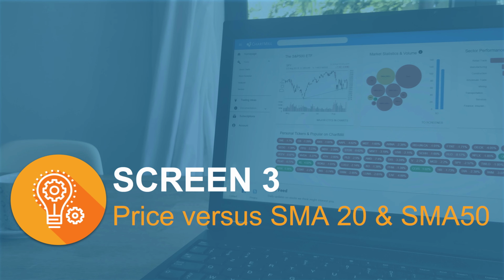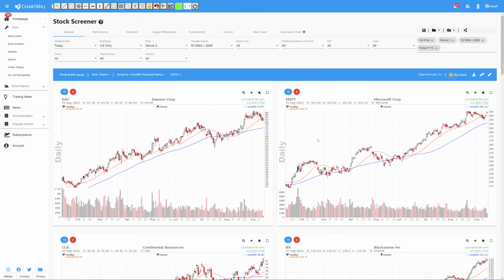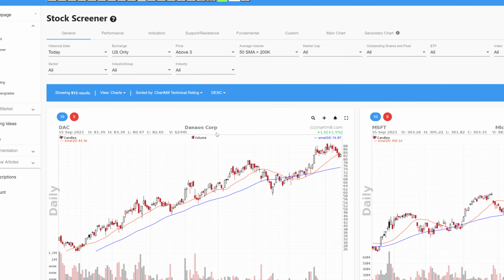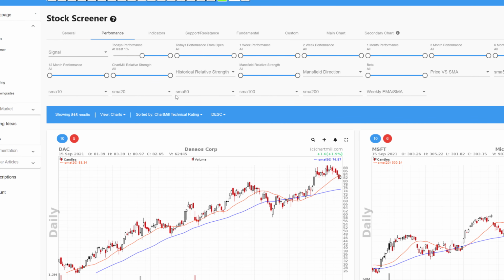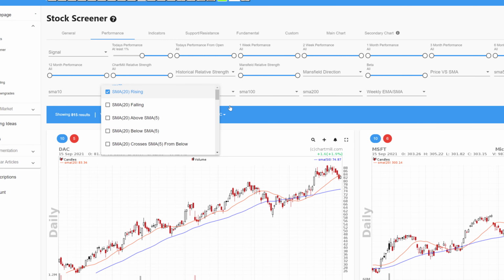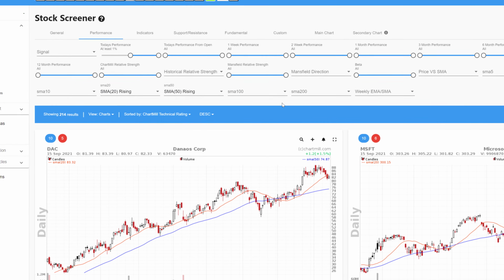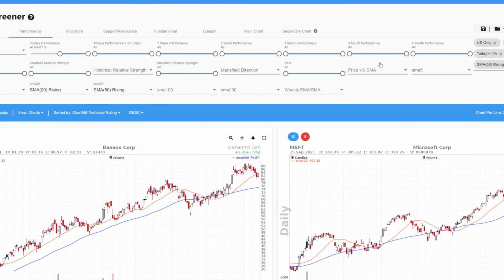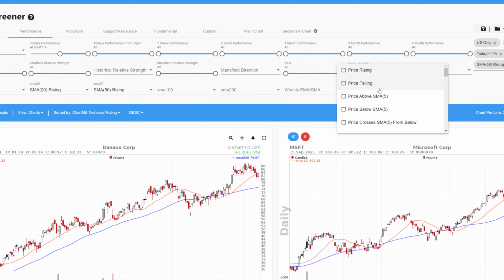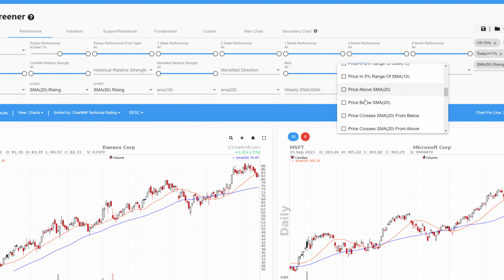This screen is based on the relationship between the price and two moving averages, being the 20 and 50 simple moving average. To ensure a bullish trend, both the 20 and 50 simple moving average must be rising. Select the SMA 20 and SMA 50 tabs to define this filter. Furthermore, price must quote below the 20 SMA but above the 50 SMA. Choose the Performance menu and use the tab Price versus SMA to check the corresponding boxes.